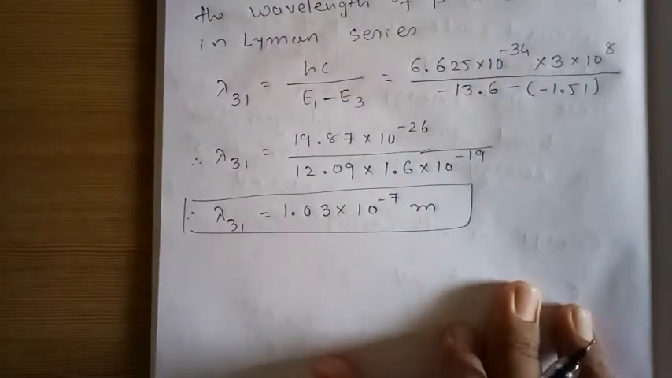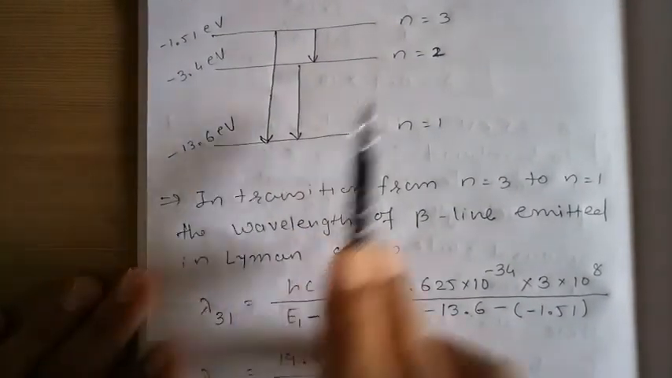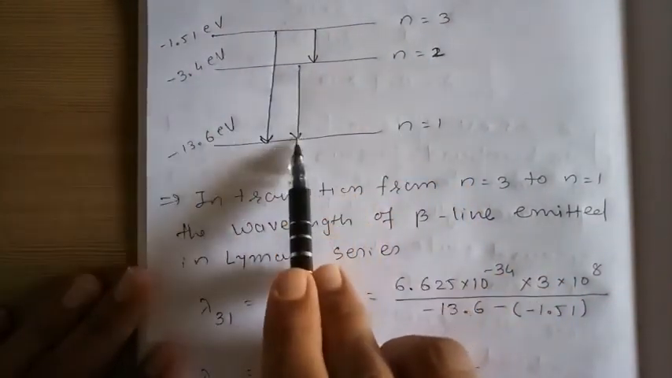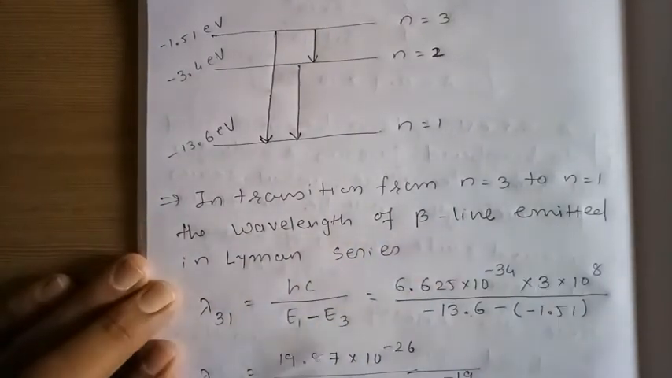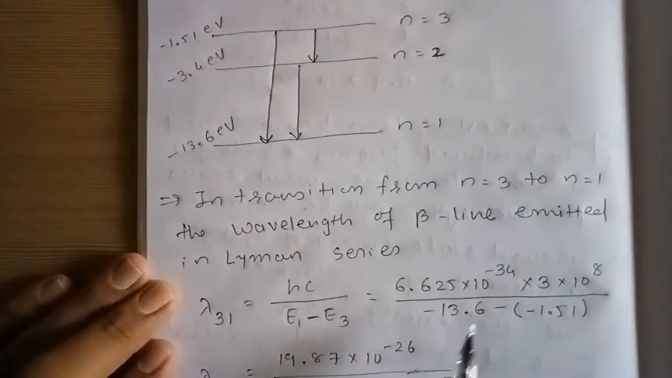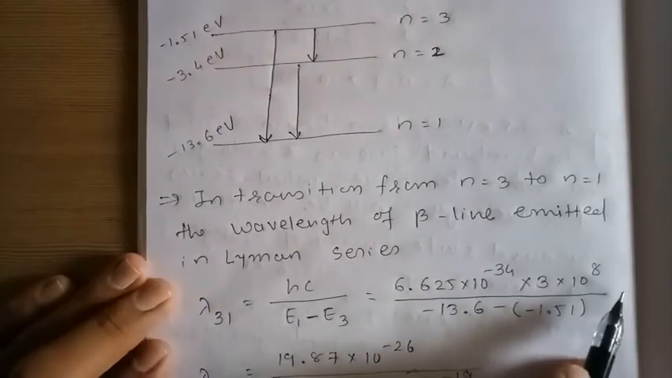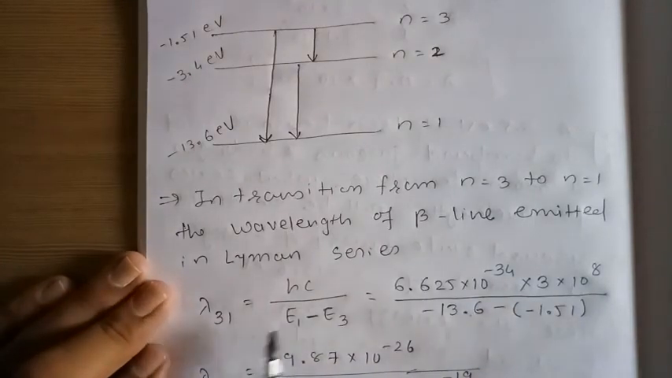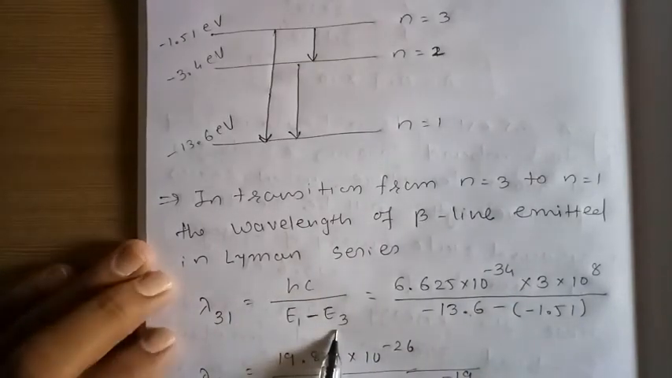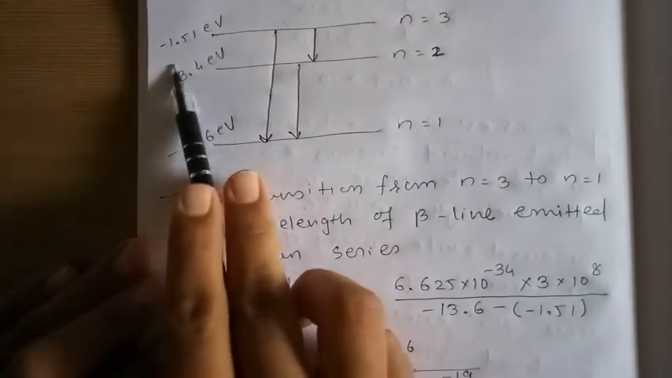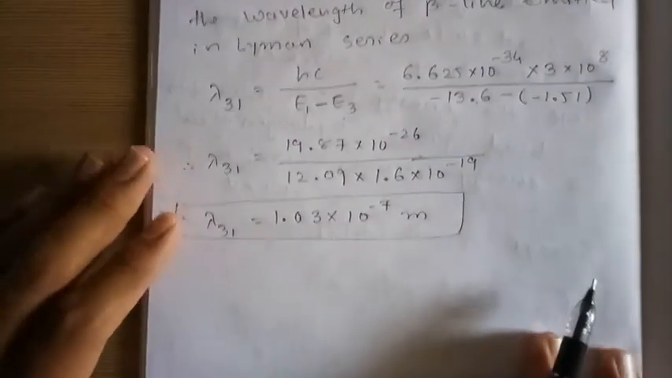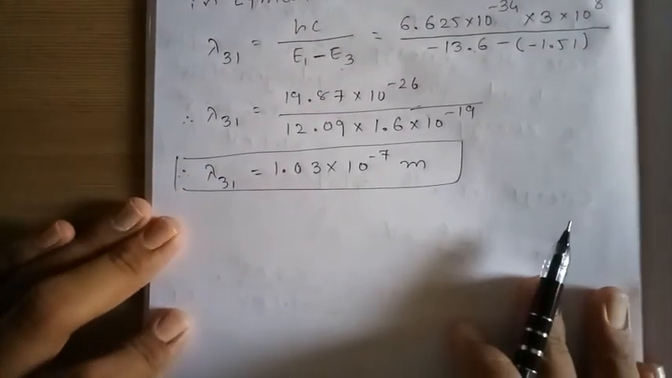Again, there are three cases: from n equals 3 to 1, then 3 to 2, and last 2 to 1. So in the transition from n equals 3 to n equals 1, the wavelength of the beta line emitted in the Lyman series, we get lambda 31 equals hc upon E1 minus E3. We know the value of E1 is minus 13.6 and E3 is minus 1.51. So we get lambda 31 is 1.03 into 10 raised to minus 7.